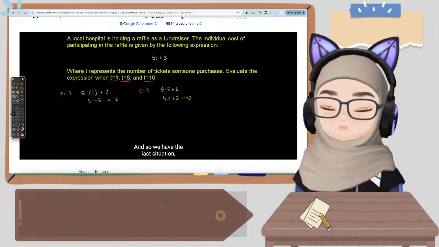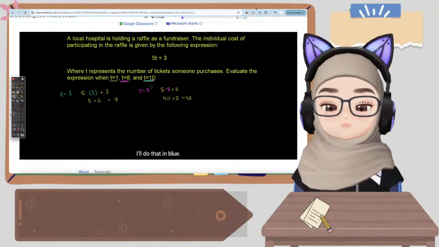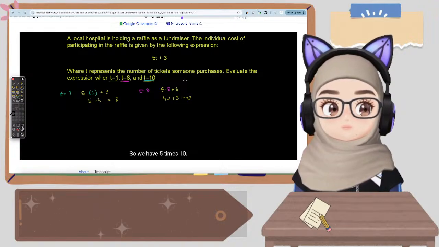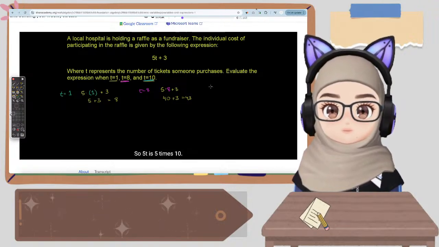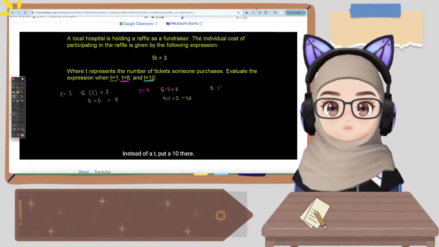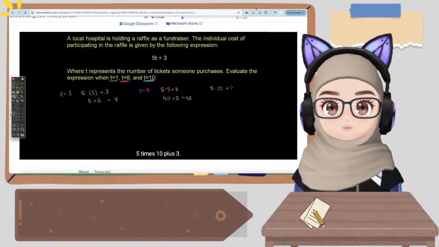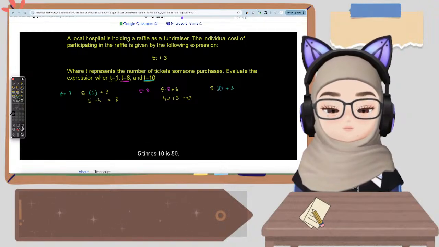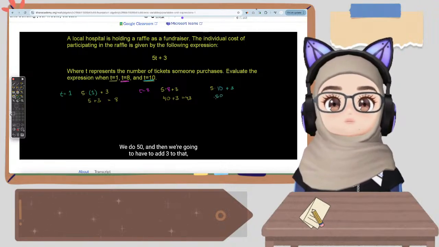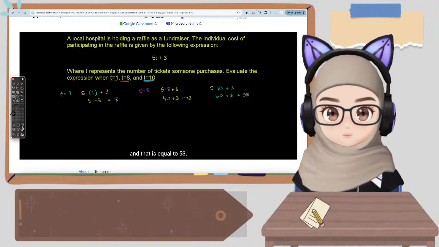And so we have the last situation with t is equal to 10. I'll do that in blue. So we have 5 times 10. So 5t is 5 times 10. Instead of a t, we put a 10 there. 5 times 10 plus 3. That's a slightly different shade of green, but I think you get the idea. 5 times 10 is 50. We do 50, and then we're going to have to add 3 to that. And that is equal to 53.